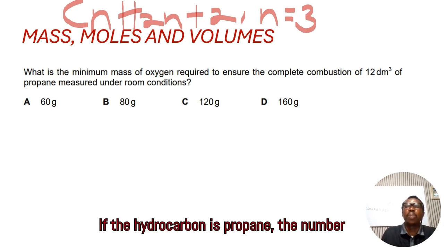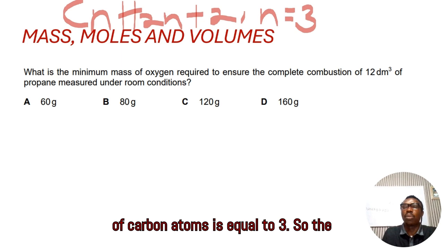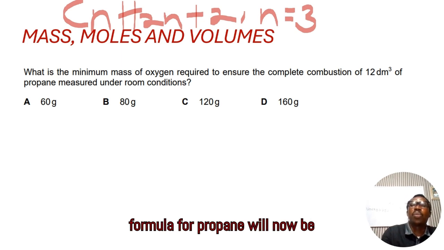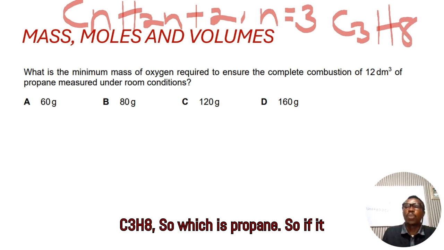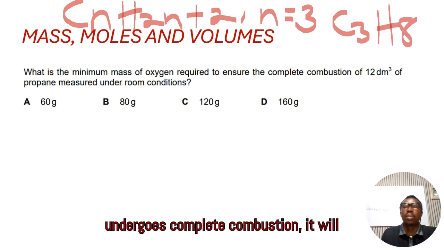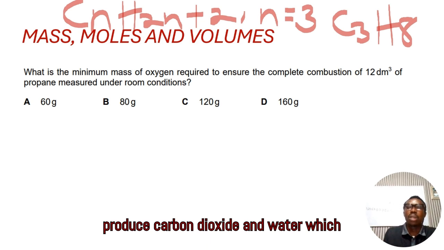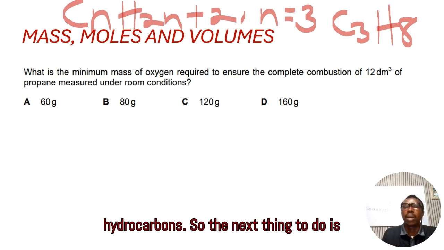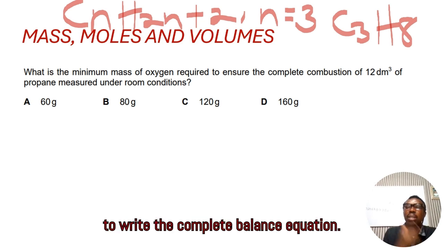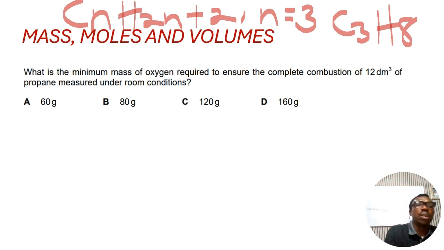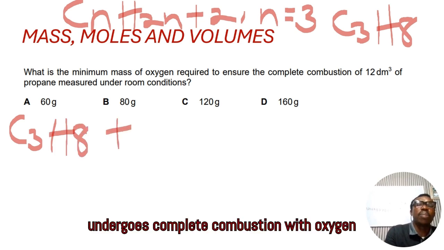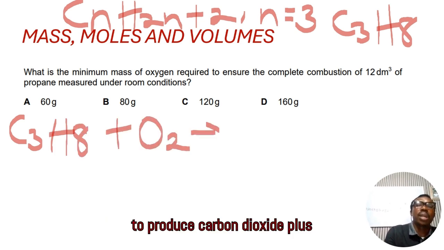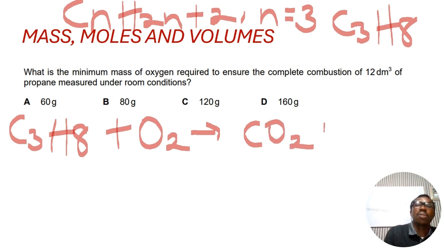If the hydrocarbon is propane, the number of carbon atoms is equal to what? 3. So the formula for propane will now be C3H what? H8. So which is propane. So if it undergoes complete combustion, it will produce carbon dioxide and water, which are the products of combustion of hydrocarbons. So the next thing to do is to write the complete balanced equation. So this is propane, C3H8, undergoes complete combustion with oxygen to produce carbon dioxide plus water, which is H2O.